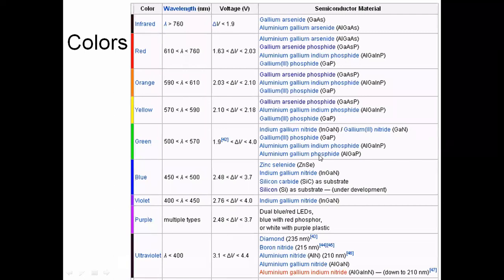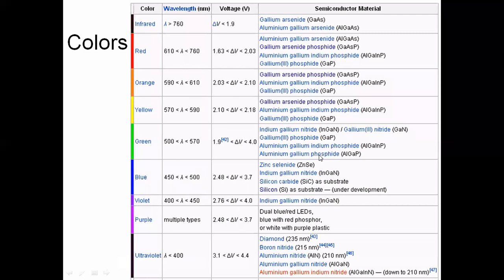If you compare, ultraviolet voltage 3.1 to 4.4 is the highest voltage required, and its wavelength is the lowest, isn't it? And for red or infrared, the wavelength is highest, that is 760 for infrared, and the required voltage is about 1.9. So what kind of conclusion can we make from this chart? Is there any relation between the wavelength and the required voltage?